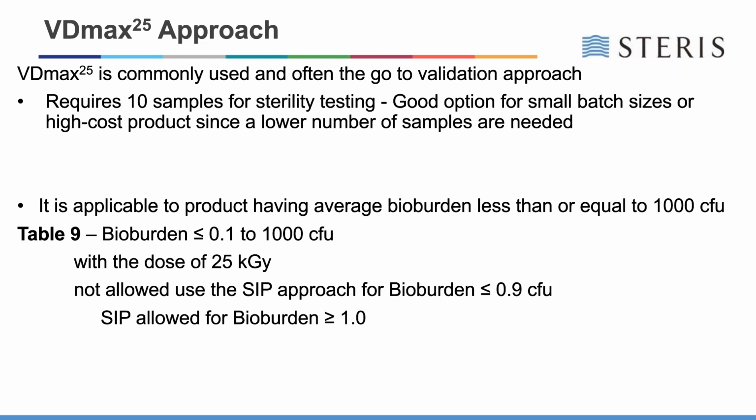And it is important to note that a SIP approach is allowed. However, you cannot use a SIP if your bioburden is less than 0.9 CFUs, but anything above 1 CFU, SIP approach can be used.